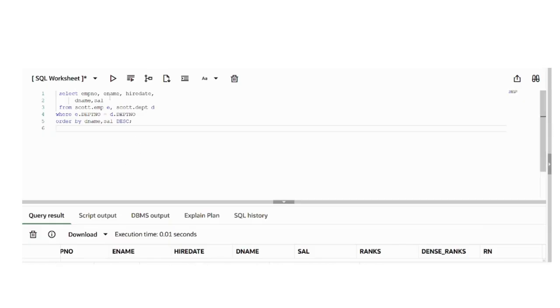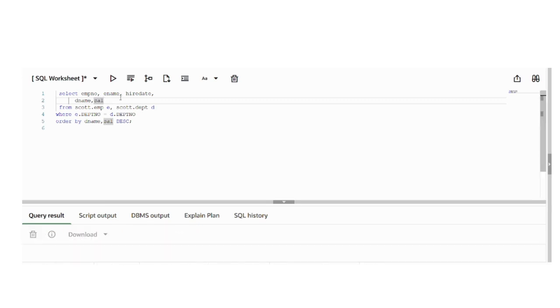Hello everyone. So now we are going to understand rank, dense rank, and row number. These are pretty straightforward. Let's understand them. We'll start with rank.